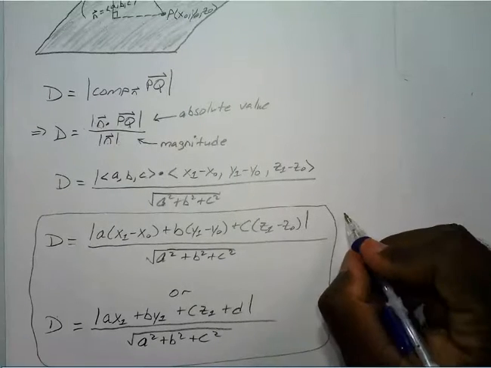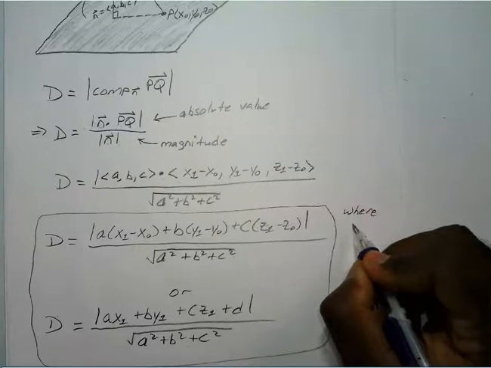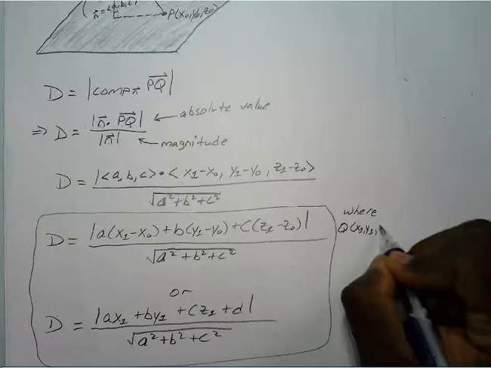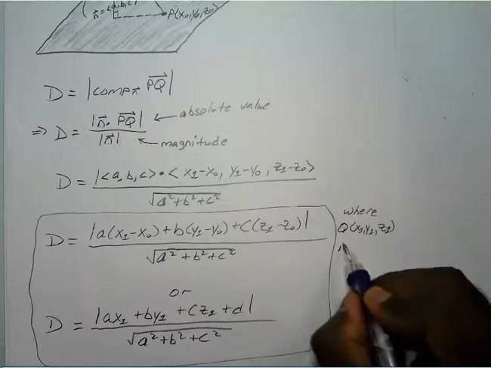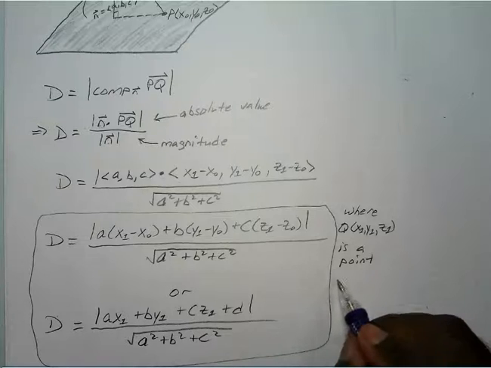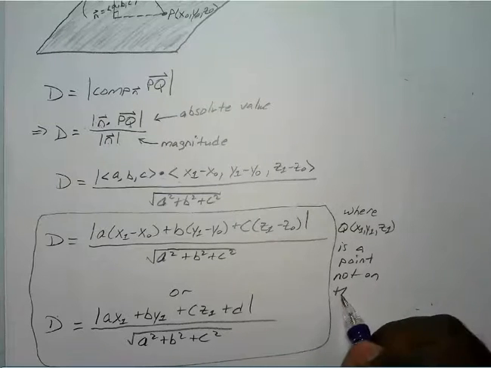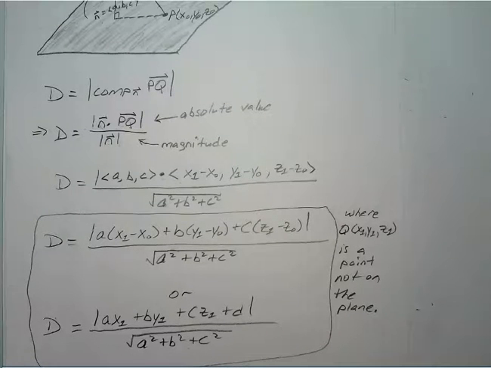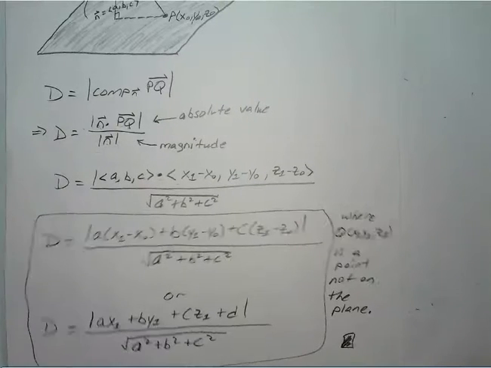So we know that Q, x1, y1, z1, is a point not on the plane. If you are still writing, feel free to press pause. But we're going to go ahead and go to our first example. That's the end of that there.